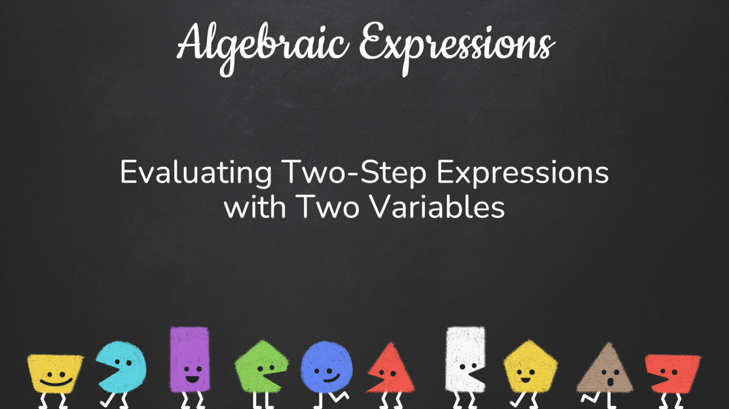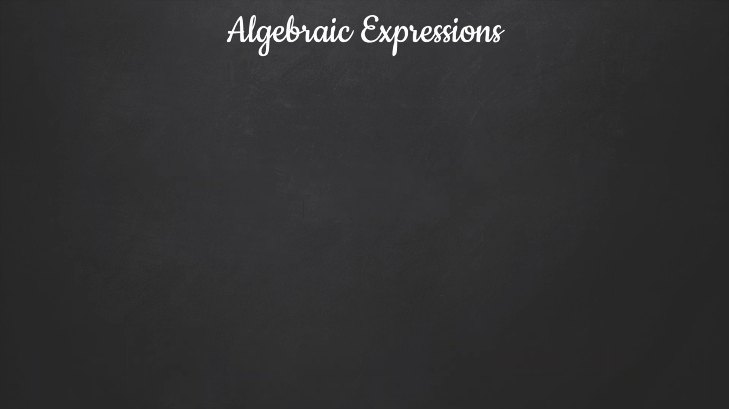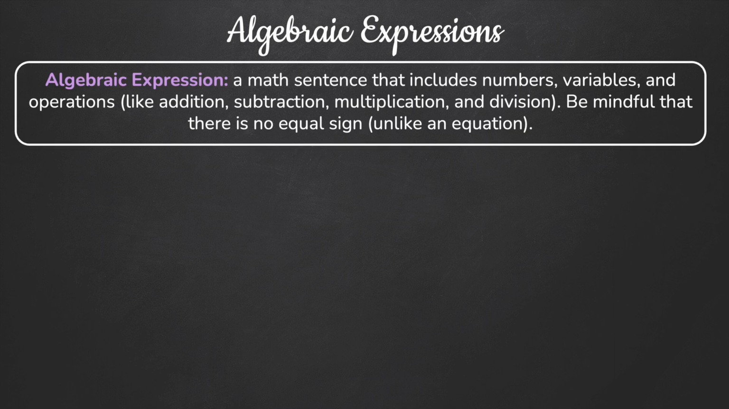Hello, mathematicians. Today we're going to be learning about algebraic expressions, more specifically about evaluating two-step expressions with two variables. To get us started, let's first go over what an algebraic expression is. An algebraic expression is a math sentence that includes numbers, variables, and operations like addition, subtraction, multiplication, and division. Be mindful that there is no equal sign, unlike an equation.